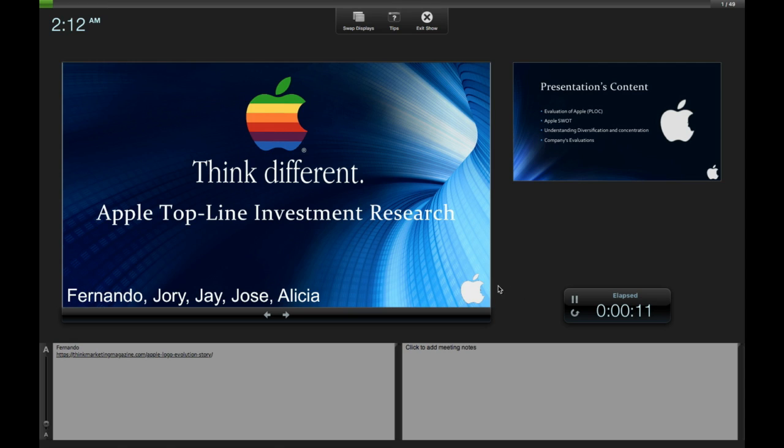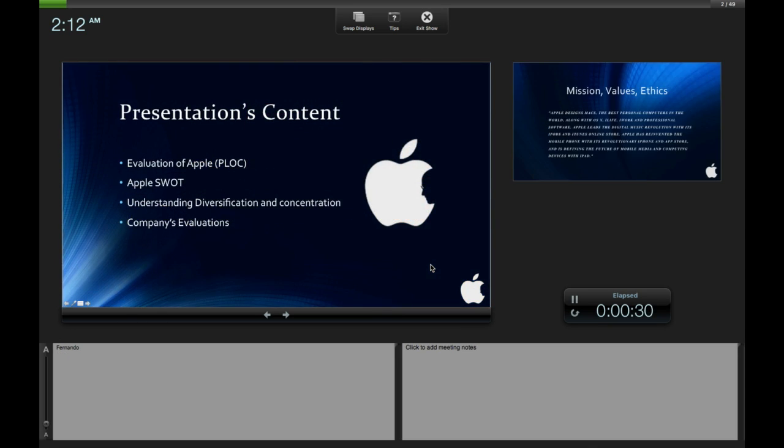Just a quick reminder: the reason why we are using this apple is for trademark and in remembrance, on behalf of Steve Jobs. Okay, that's the main reason why we're using the trademark on every slide of the presentation. Moving on. The presentation content, I only selected four main ideas of what we're going to be presenting. So that's going to be evaluation of Apple SWOT, understanding diversification and concentration throughout the presentation, and the company's evaluation.